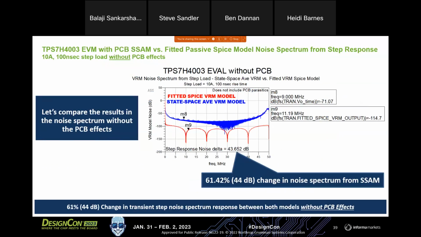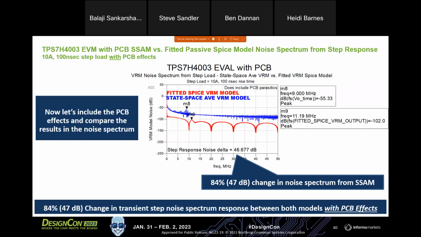And if we think about this from one perspective, 40 dB is 100x. So at 40 dB, there's already 100 times more noise in one model versus the other. And we're at 44. What's that? Over 160? So that's over 160 times more noise that you're getting with a state space average model that you will never get with a great fitted SPICE model. And so that's important. And we haven't even added in the PCB effects yet. If we add in the PCB effects, we add another 3 dB. So this is very significant.